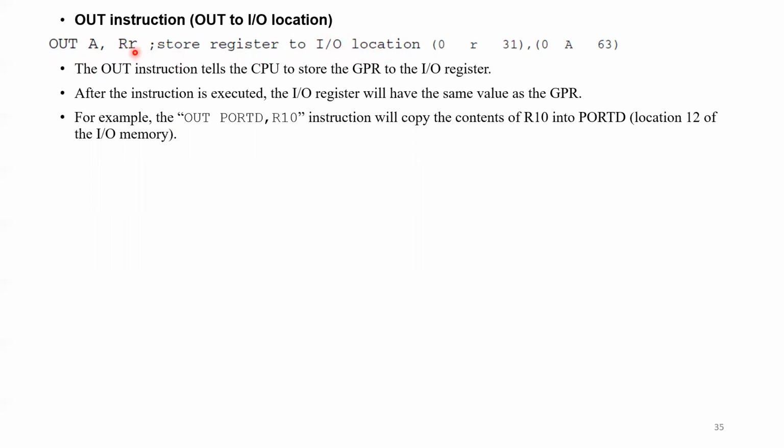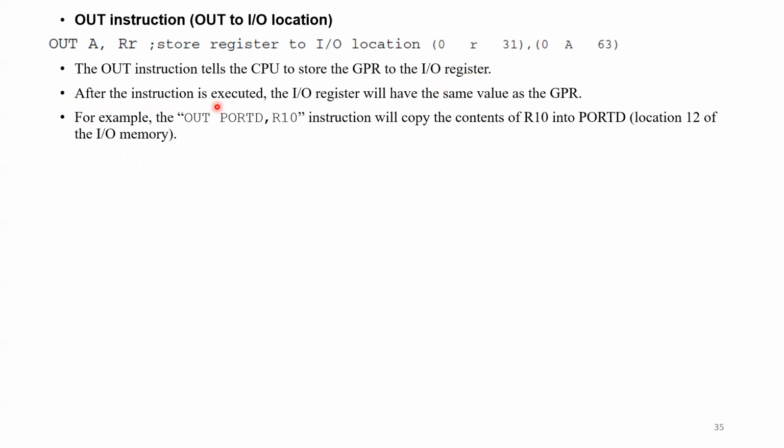And here you have little r, which can be from 0 to 31. So this can be used with any registers from R0 to R31 of the processor registers. And for the destination A, which is the memory location of your input-output port, it would vary from 0 to 63 according to the port you need to output the data to. So firstly, the OUT instruction tells the CPU to store the general purpose register to the output register. So it's going to store the data from the general purpose register to the input-output register.